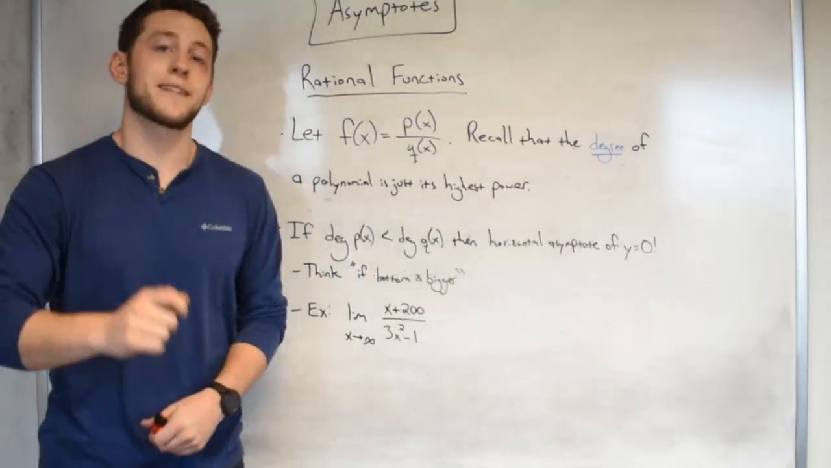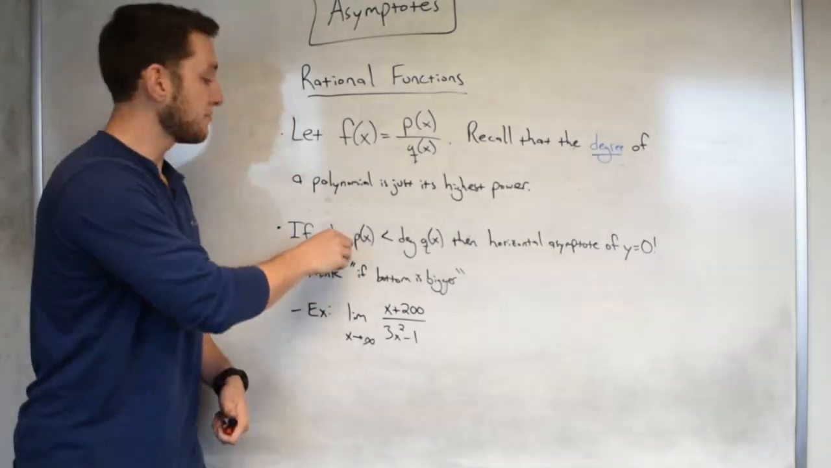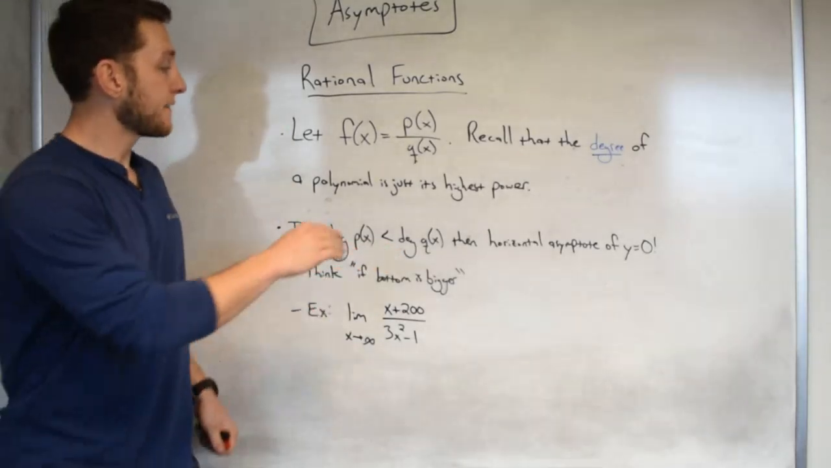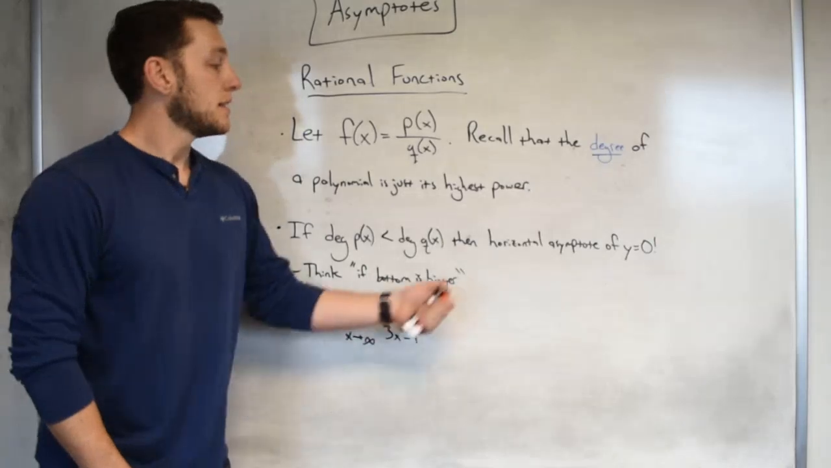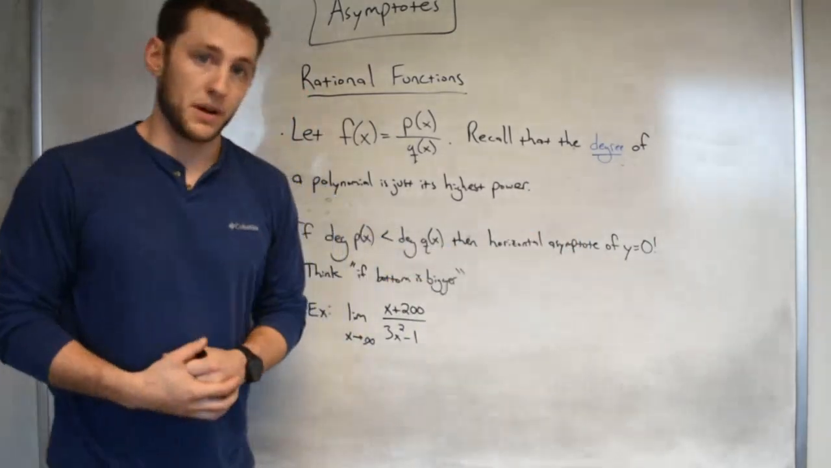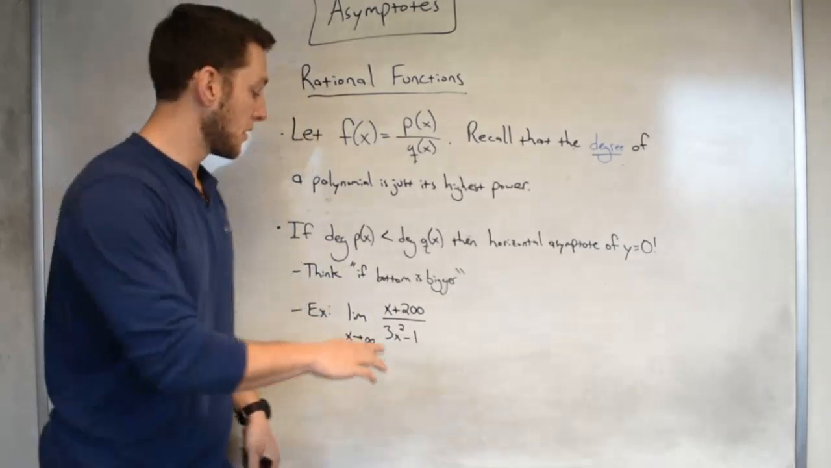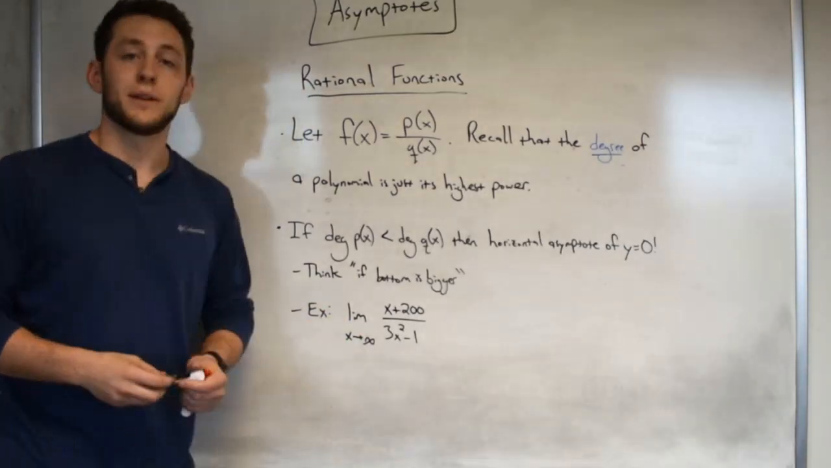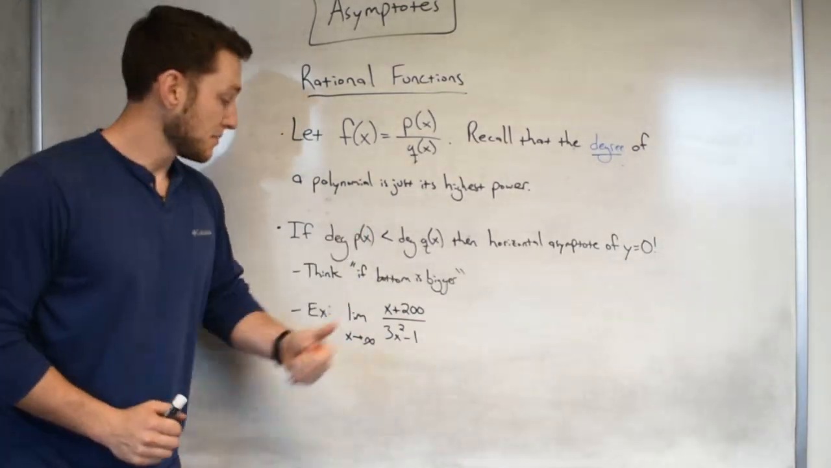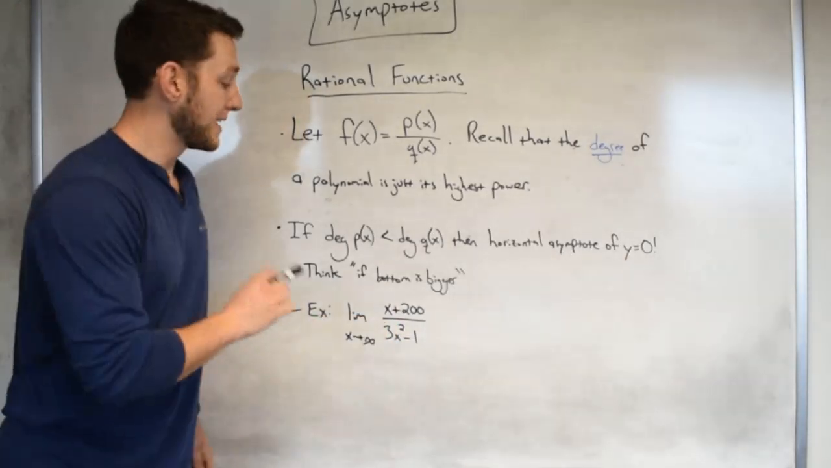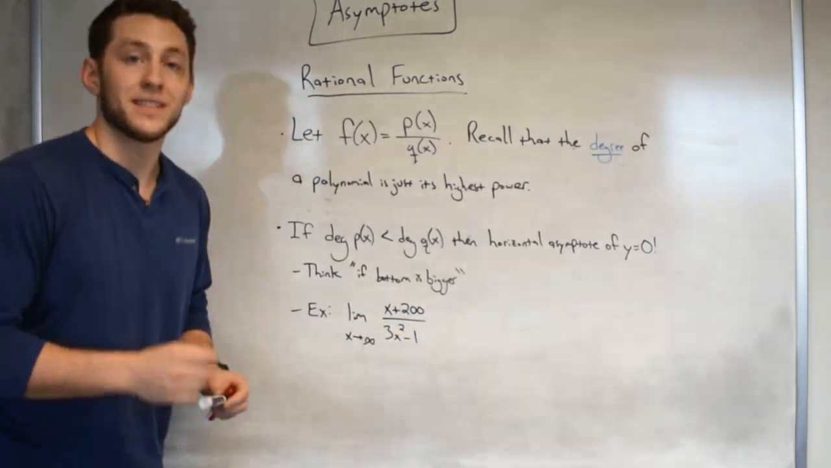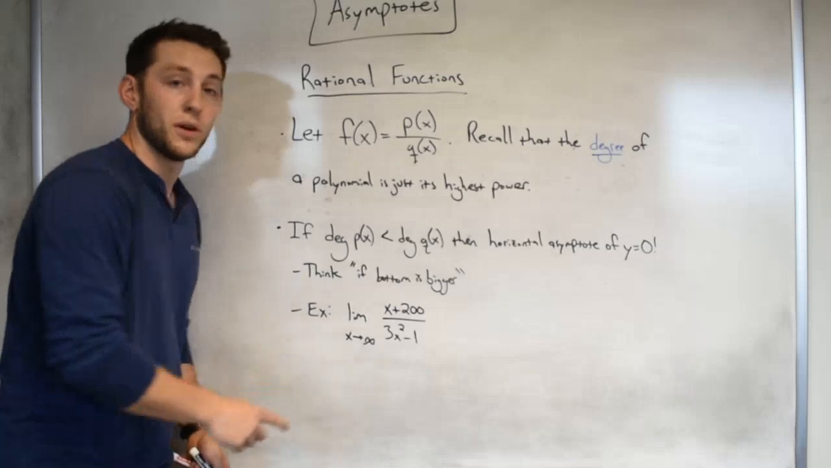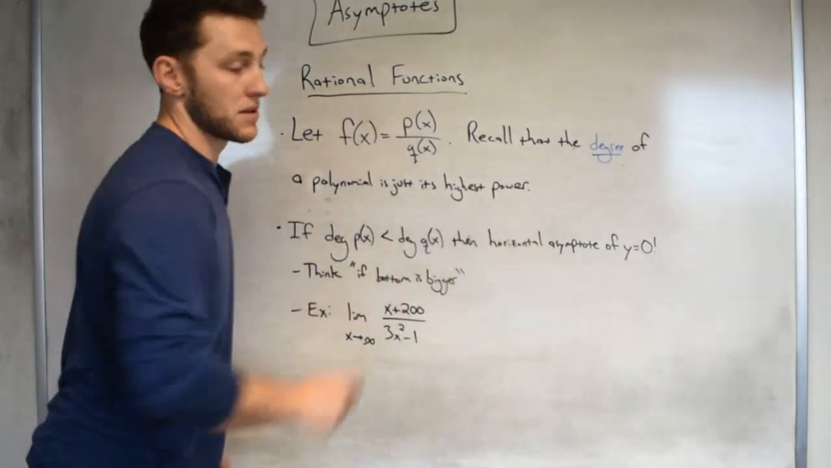As a second shortcut, let's now consider if the degree of p of x, the top, is less than the degree of q of x, the bottom. In this case, if the bottom has a bigger degree than the top, then we have a horizontal asymptote of y equals 0. So, horizontal asymptote of y equals 0 if the bottom is bigger, and that's what you should be thinking. For a quick example, let's evaluate the limit as x approaches infinity of x plus 200 divided by 3x squared minus 1. If we want to justify this algebraically, because we could just use the shortcut, degree of 2 bigger than a degree of 1, therefore horizontal asymptote of y equals 0.